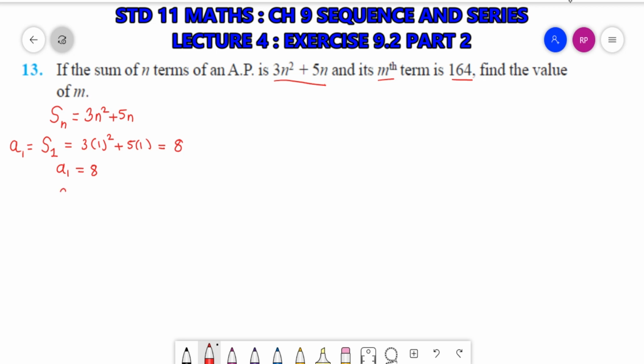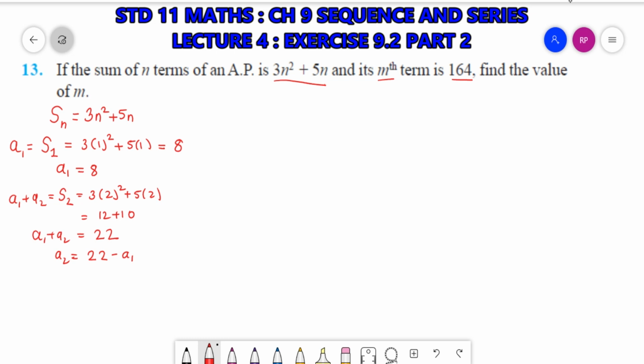Okay, now when I take S2, what does this mean? This means the sum of the first two terms, that will be equal to 3 into 2 square plus 5 into 2. This will be equal to 3 into 4, that is 12, plus 10, that will be equal to 22. So a1 plus a2 is equal to 22. What is a2? a2 will be equal to 22 minus a1.